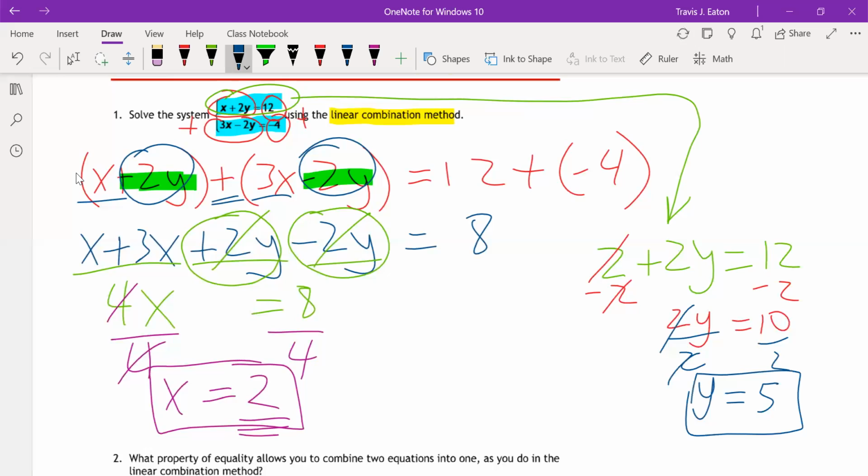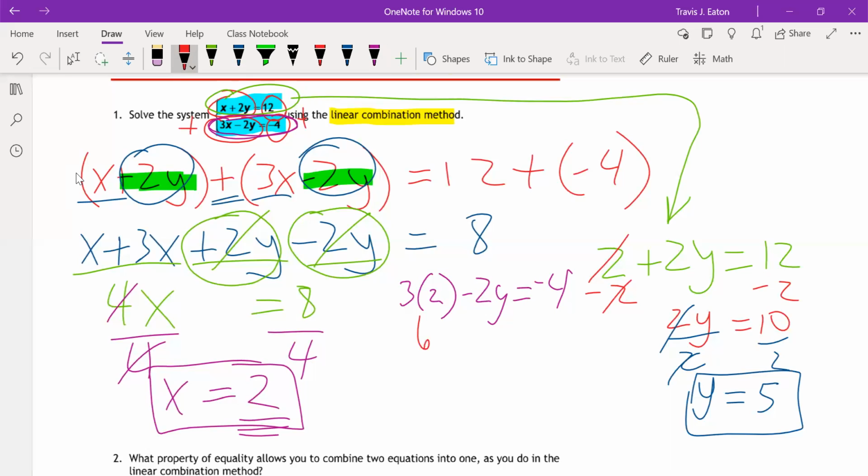So y equals 5. Now, does that work out the same for the second equation? Should it work out the same for this equation right here, 3x minus 2y equals negative 4? Well, just for fun, let's make sure. So 3 times x, which is 2, right? 3 times 2 minus 2y equals negative 4. If I've done this right, I had better come up with y equals 5. So let's see if I did.